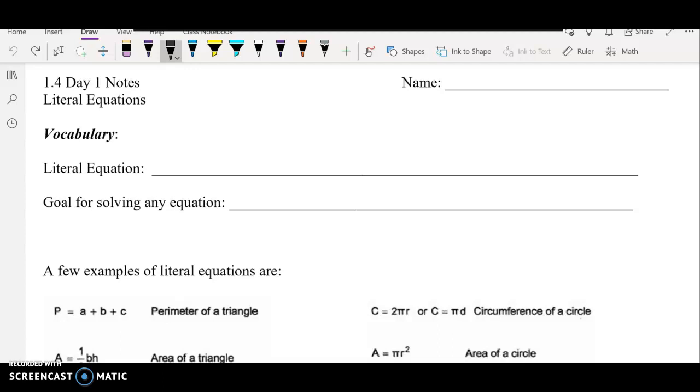Hello, today we're going to be solving 1.4 literal equations. So a literal equation is an equation where variables represent known values. You're going to have a lot of different variables in these equations, and they can be formulas or they can just be variables. And we're going to be solving for any given variable in that equation.